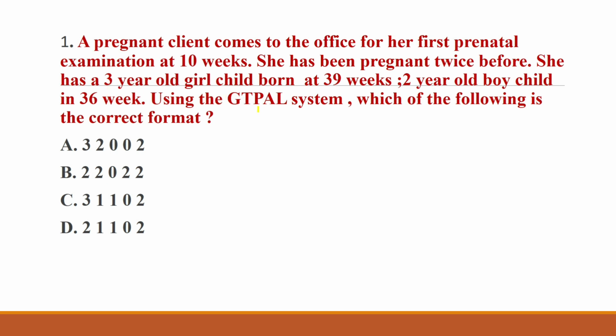So P1 and A0, that is there is no history of any abortion. And L living children, 2 living children are there. So the score is G3, T1, P1, A0 and L2. So the answer is option C, 31102.